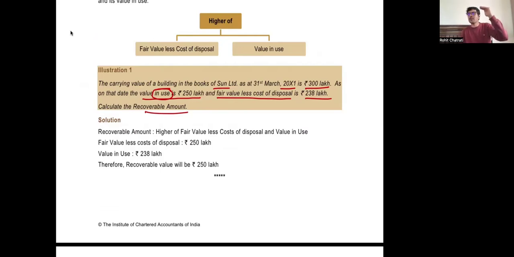So bring down the value of the asset from 300 to 250, and you're going to bring that down by recognizing an impairment loss. All right. So the books are currently overstated. The assets in the balance sheet are currently overstated because you're reflecting an asset at 300 lakhs, whereas the true benefit that you're going to receive from the asset is only 250. Therefore, we are going to bring down the value of the asset from 300 to 250 by recognizing an impairment loss.